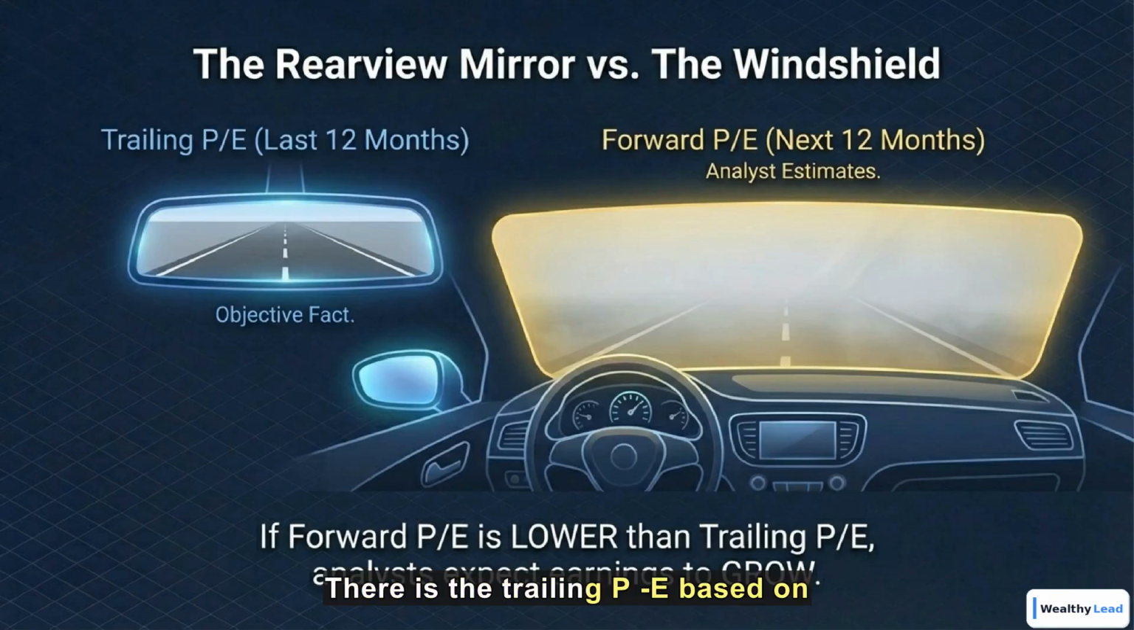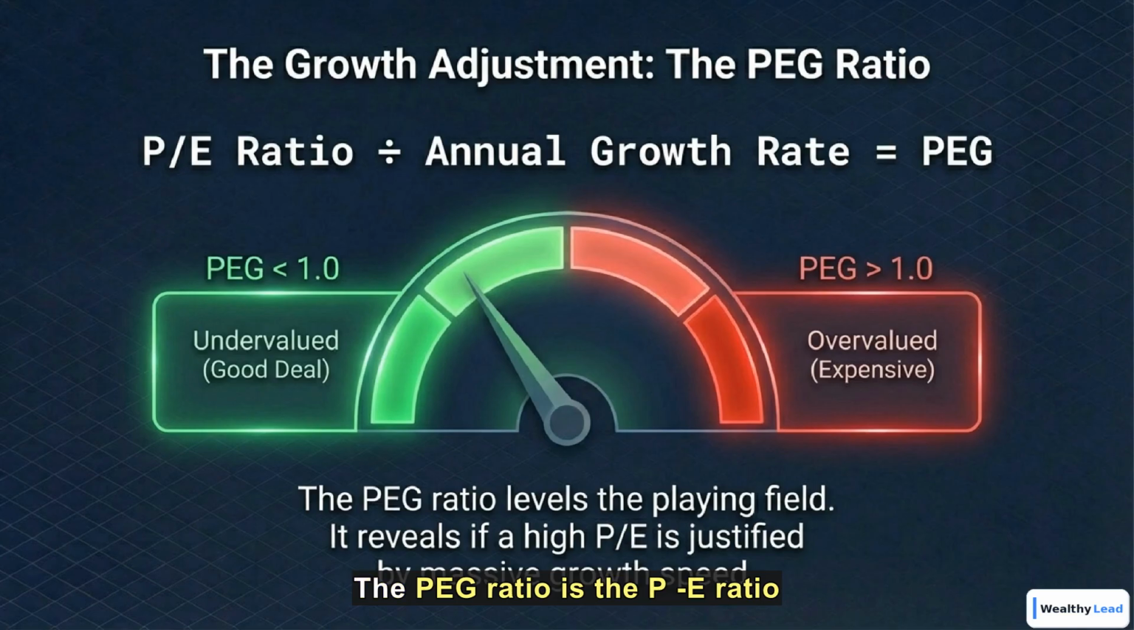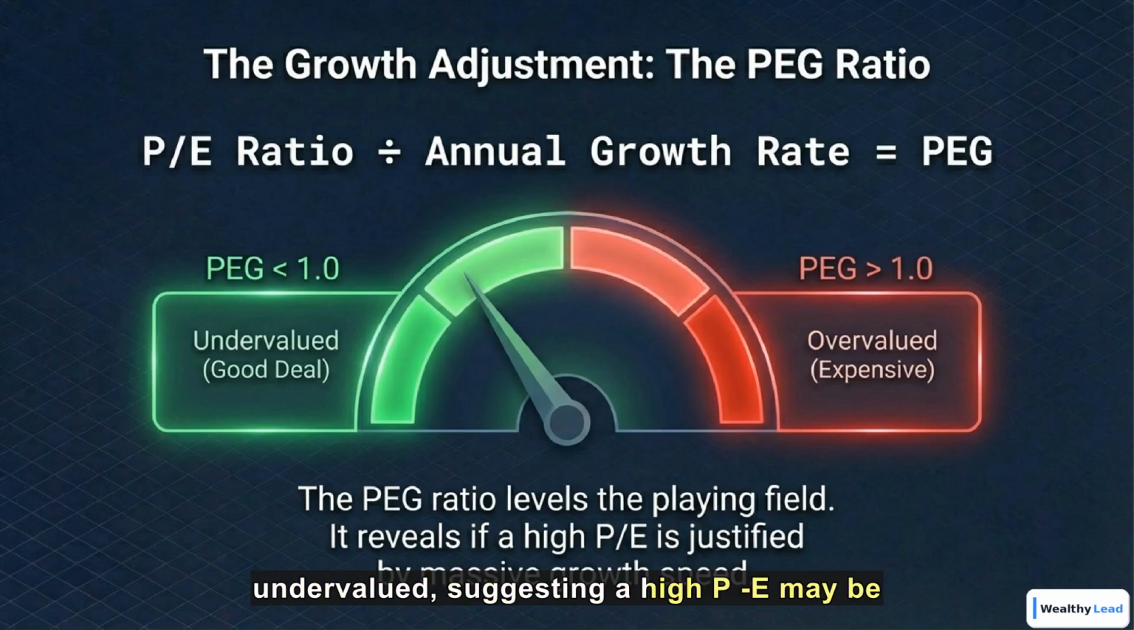There is the trailing PE based on the last 12 months, and the forward PE based on analyst estimates for the next 12 months. If the forward PE is lower than the trailing PE, analysts expect earnings to grow. The PEG ratio is the PE ratio divided by the annual growth rate. It adjusts the PE for growth. A PEG under 1.0 is generally considered undervalued, suggesting a high PE may be justified by massive growth.